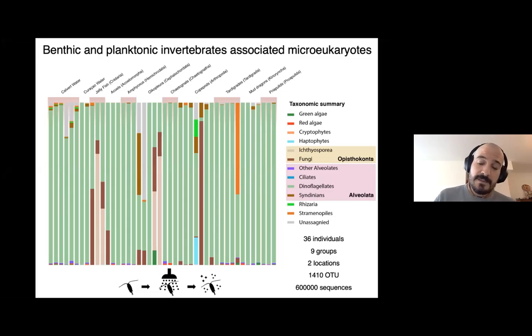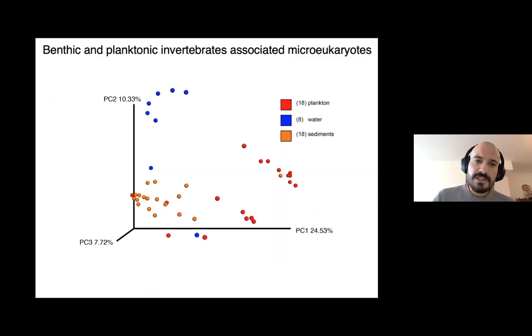This is different from what we observe for corals, because when we plotted all this information together, most of the differences are organized by the environment where this zooplankton or meiofauna have been isolated from. So all the organisms living in the sediment share the microkaryotic community. As well, the organisms living in the plankton have a more similar microkaryotic community.